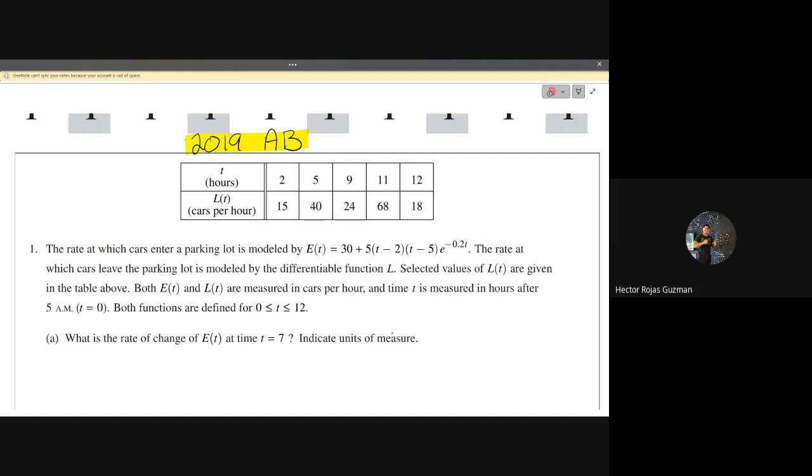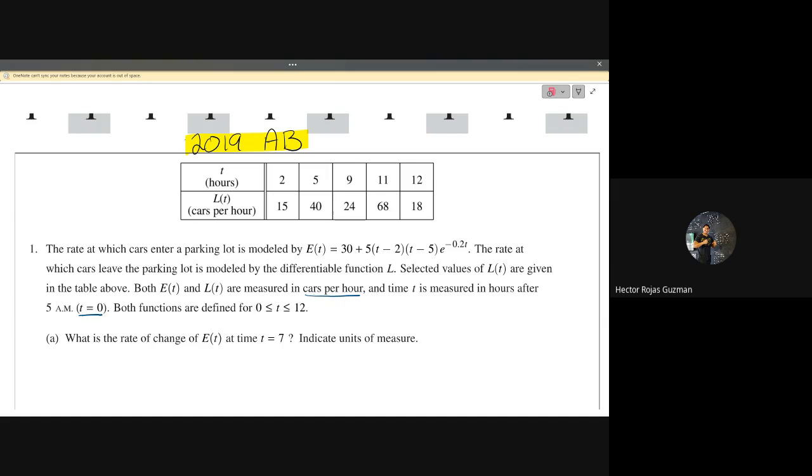All right. It says we have a rate at which cars enter the parking lot modeled by E of t. The rate at which cars leave the parking lot is modeled by a differentiable function L. Selected values of L of t are given, and they're both going to be measured in cars per hour. T is measured in hours after 5 a.m., which is going to represent t equals 0. And both functions are going to be defined between 0 and 12. So basically from 5 a.m. to 5 p.m. What is the rate of change of E?